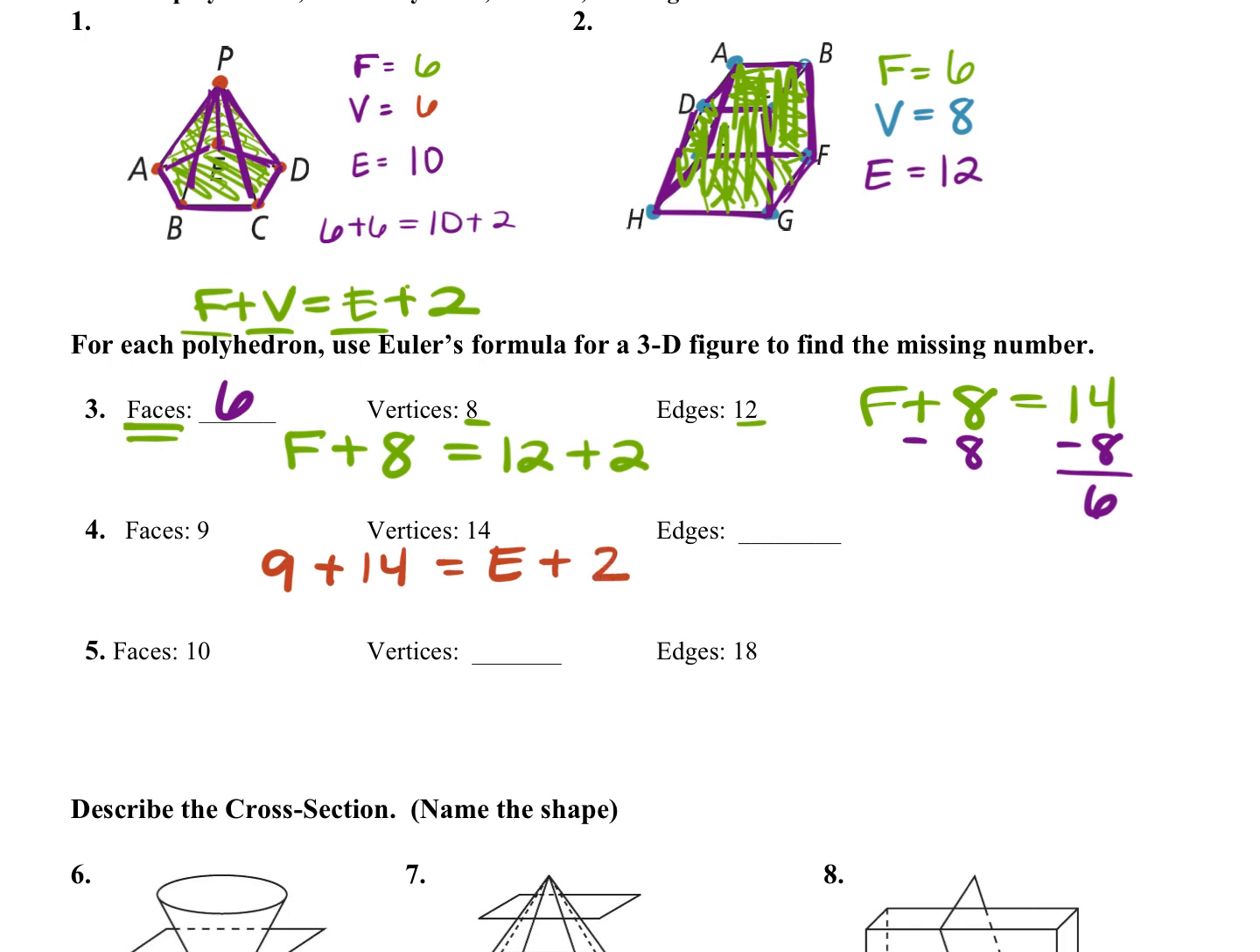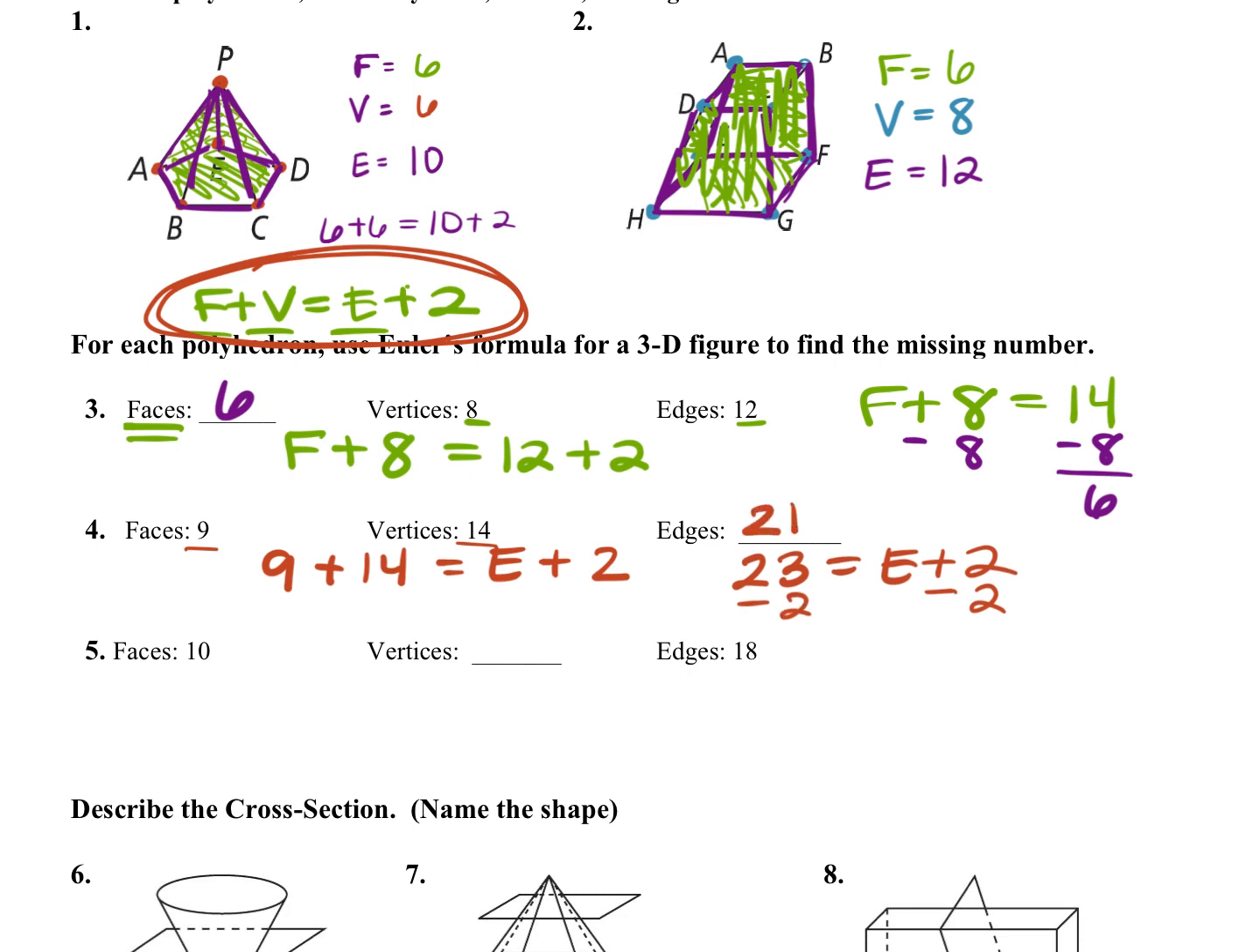Is it 25? Right, that's going to be your unknown, right? So your equation should look like this: 9 plus 14, faces plus vertices. We're just plugging into this formula. 9 plus 14 equals e plus 2. So simplify that. 9 plus 14 is what? Wait, is it 23? It's 23. That equals e plus 2, right? So to solve for the number of edges, you have to subtract 2. So you get 21 edges.